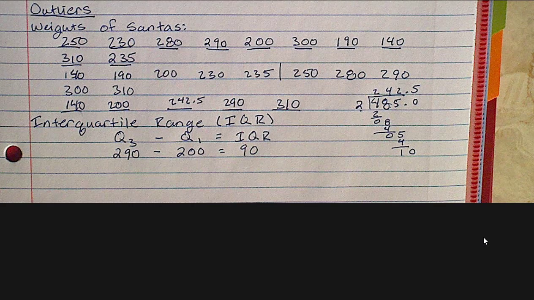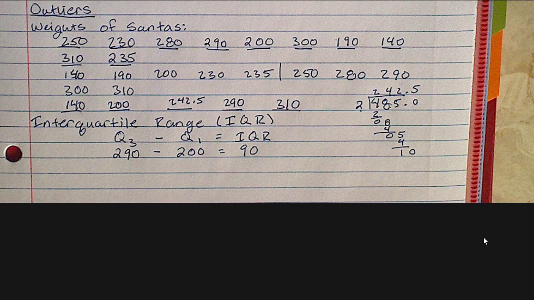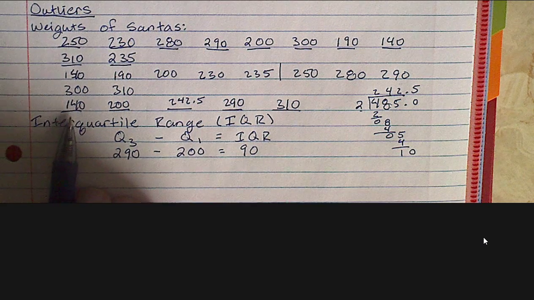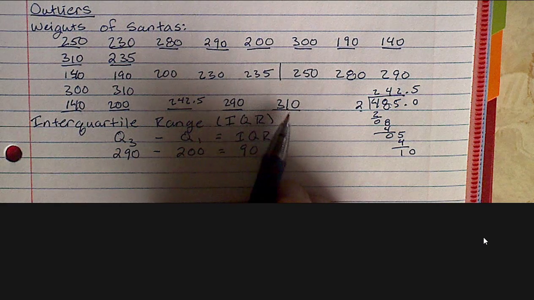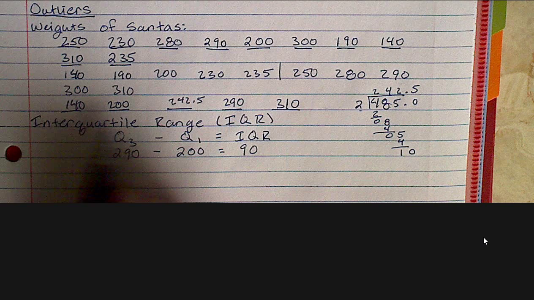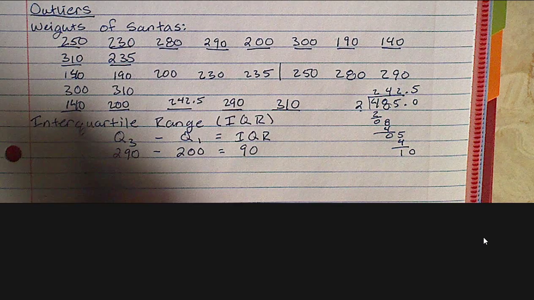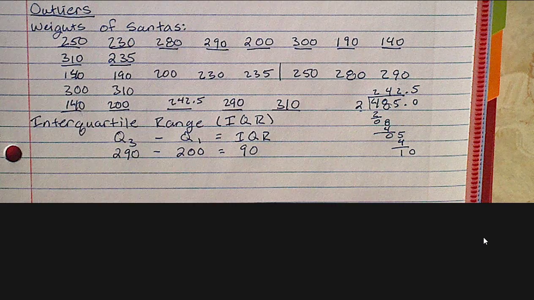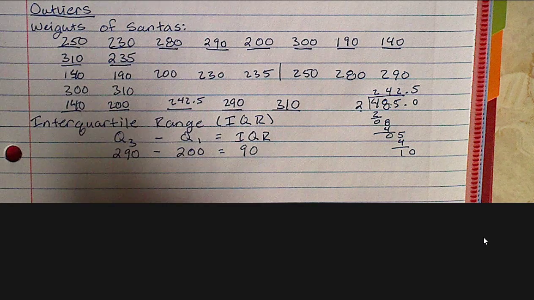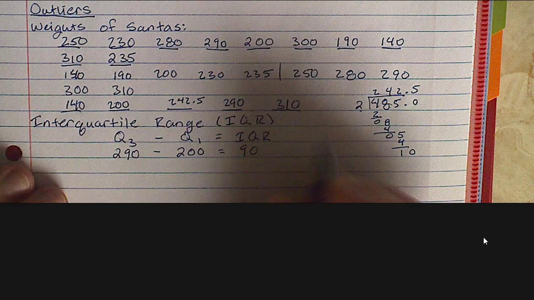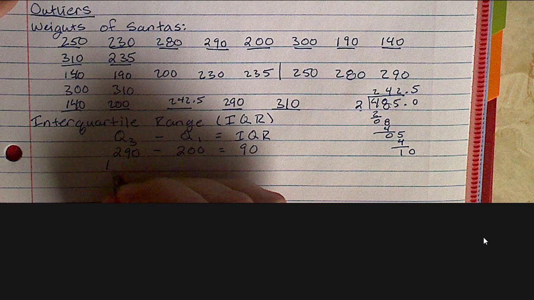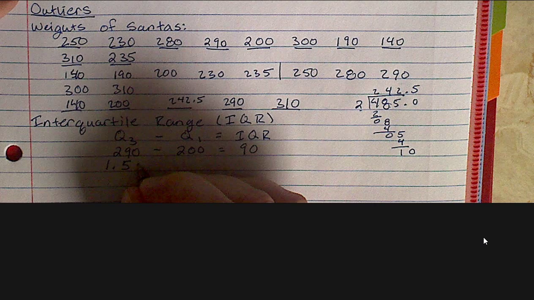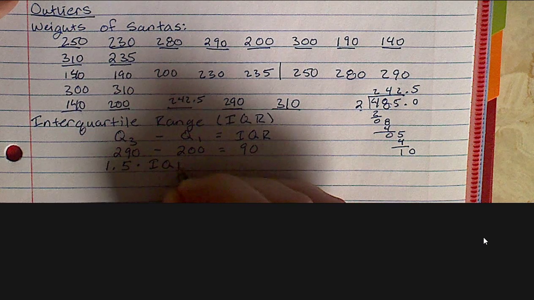Now what we're going to use the interquartile range for is to test to see if either the 140, the super skinny Santa, or the 310, the really, really big Santa, are weirdly skinny or weirdly fat, or if they're normal. Okay? Hey, your opinion doesn't matter. We're using math here. We're not using opinions. So what we're going to do is 1.5 times the IQR, and we're going to get a new number.